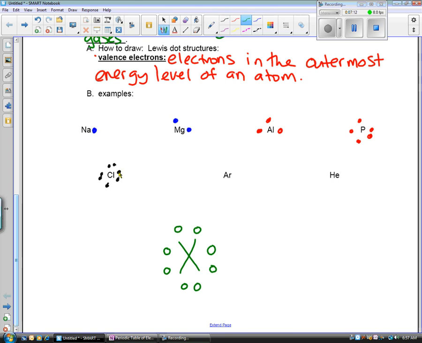Argon is a noble gas. 1, 2, 3, 4, 5, 6, 7, 8. Now, I already knew there were going to be 8. Normally, I do one at a time all the way around and then double them up. But knowing there's going to be 8, and it's going to be doubled all the way around.